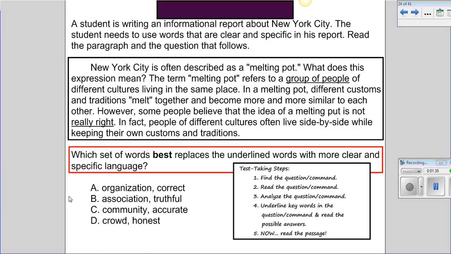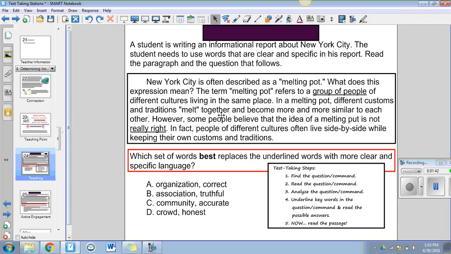My third step is to analyze the question or command. Here in this question, they are asking about the words that best replace the underlined words. Therefore, I know that this question type is probably about word choice.